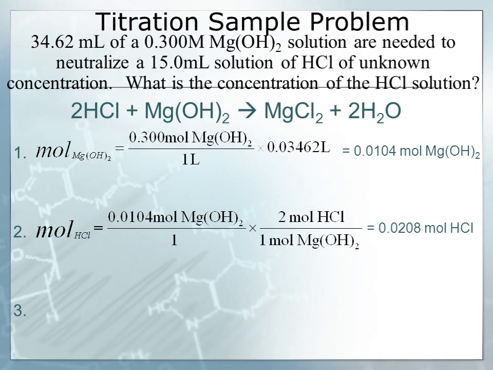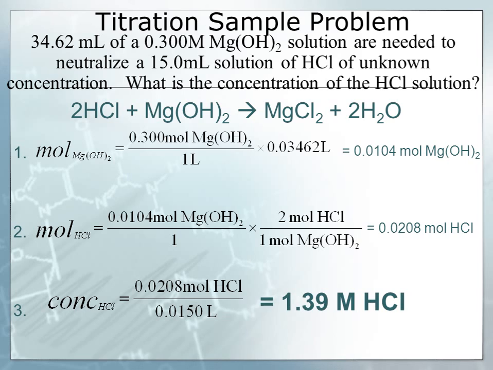With this amount of hydrogen chloride combined with the 15 milliliters of the original volume of that HCl solution, we can calculate the concentration of our analyte, and we find that it's 1.39 molar HCl.